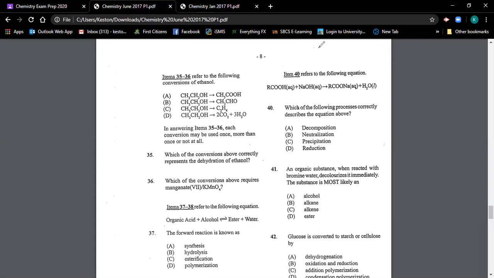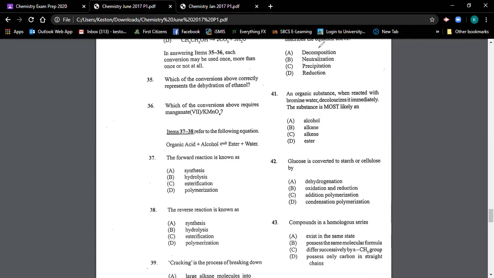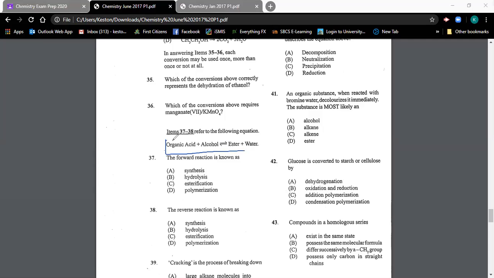37. The forward reaction is known as what? They're talking about this here: organic acid and alcohol to give an ester and water. When we go forward, it's called... the answer starts with this. Yep, that's correct, esterification. And the reverse, what's the reverse? When you go from the ester back to these two. Yeah, that's number 38. And there are two types. What are the two types now, Vin?